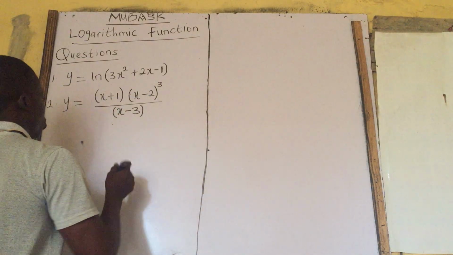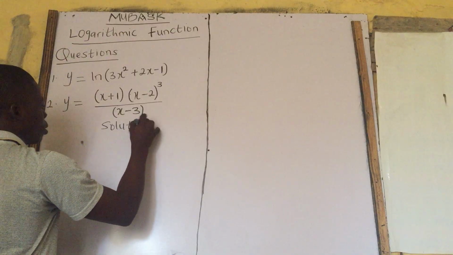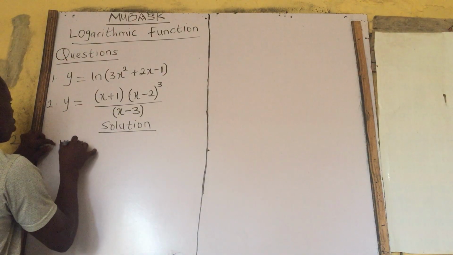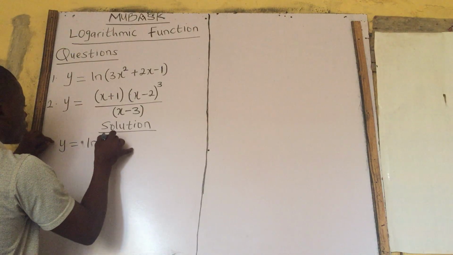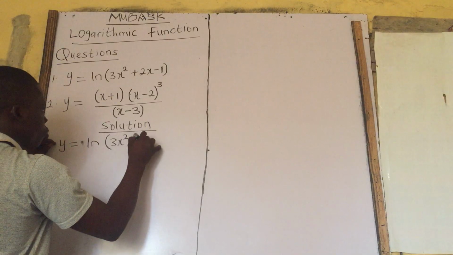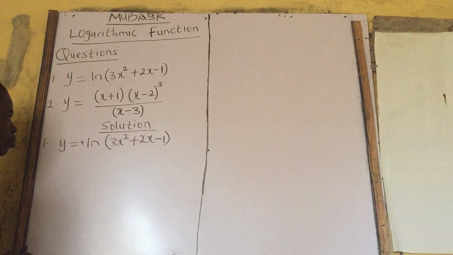Let us move to the question given to us. Now, solution to the question given to us. Question 1. y equals natural logarithm open bracket 3x squared plus 2x minus 1 close bracket.